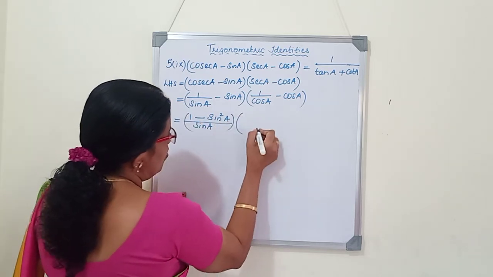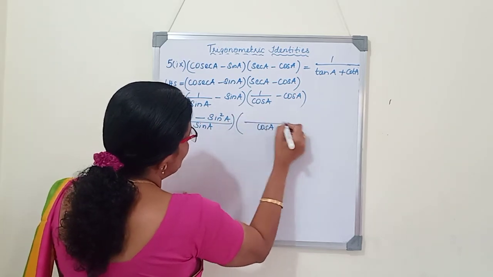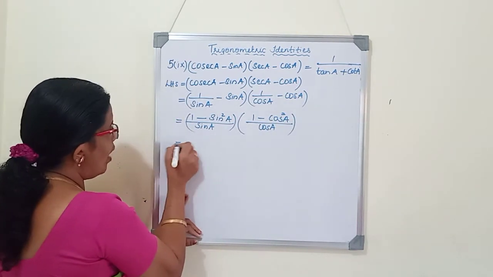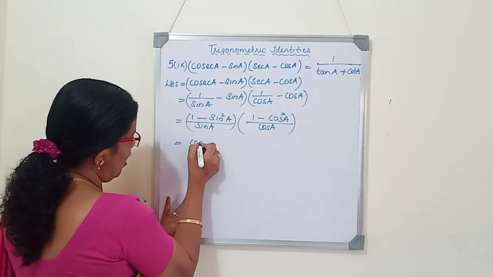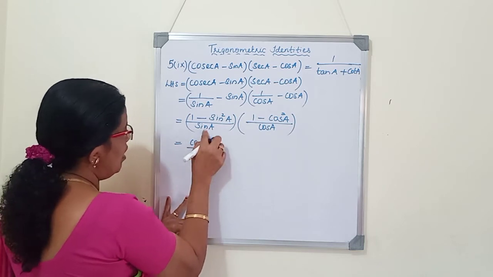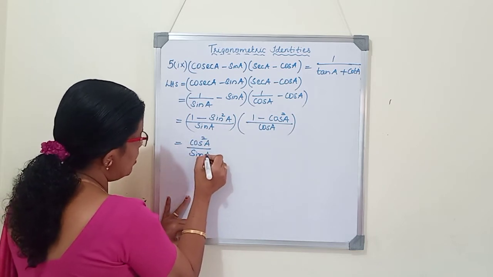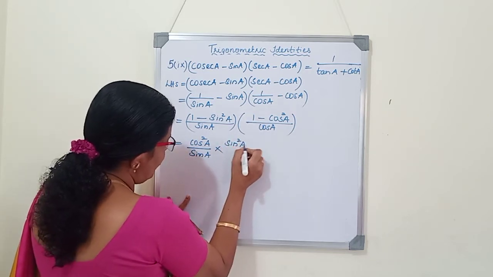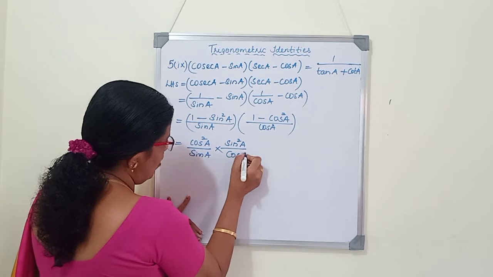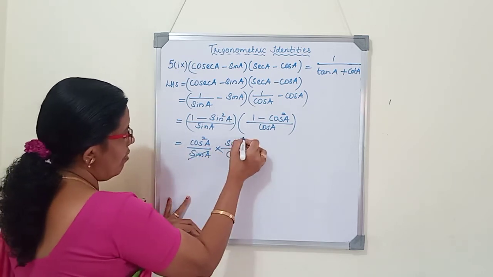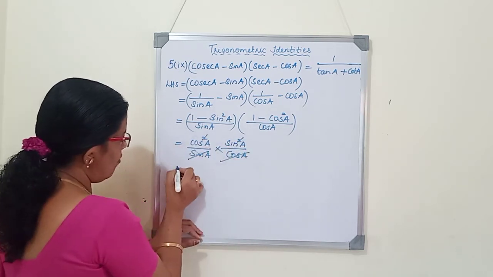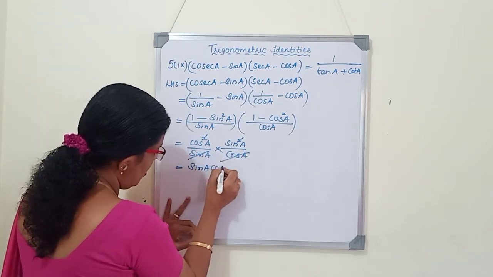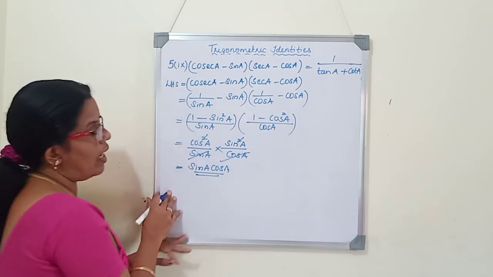Next bracket, similarly, cos A is the LCM. 1 minus cos square A we will get. So now 1 minus sin square A is cos square A because of the first identity, by sin A as it is we will write, into 1 minus cos square A is sin square A from the first identity, by cos A we will write. Now 1 sin A will cancel and 1 cos A we will cancel. We will get cos A into sin A, or sin A cos A I write. So this is the LHS we are getting.